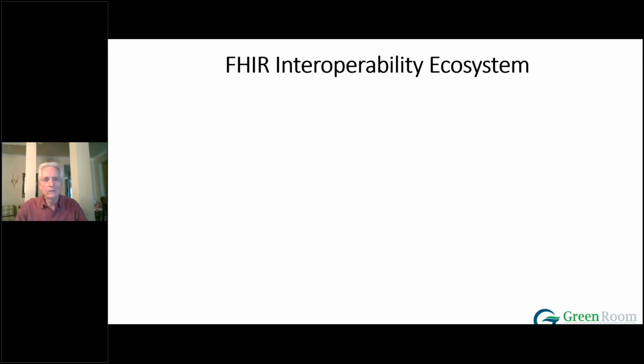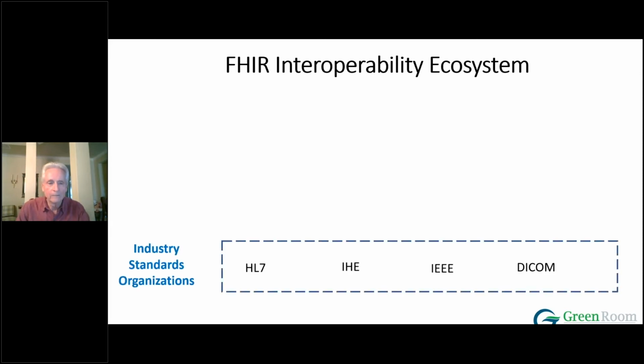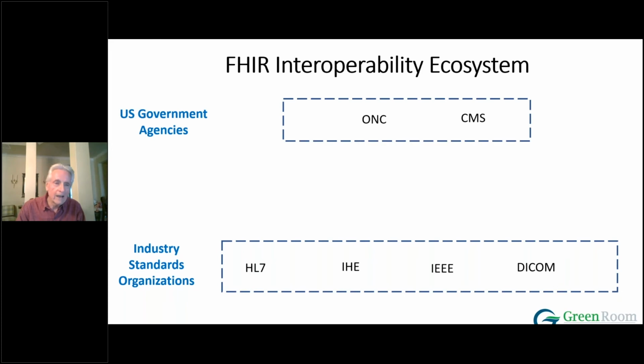So let's talk a minute about the FHIR interoperability ecosystem. The industry standard organizations, I've listed 4 in the box here. Of course, HL7 was the developer of FHIR. We started 6 years ago on the development of the FHIR standard, but there are 3 or 4 other standards that are also involved in this ecosystem, and I'll talk about a few of these today. But if you're interested in the other standards committees, organizations, let me know. I can fill you in on those. And then we have the U.S. government agencies that we're going to talk about today.